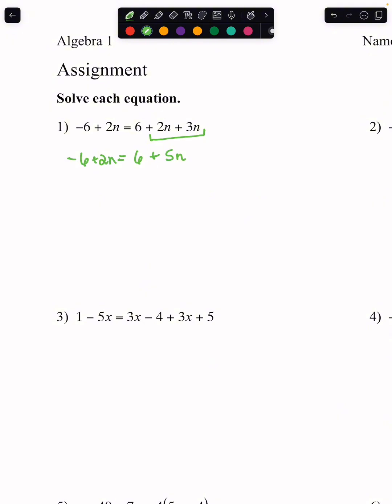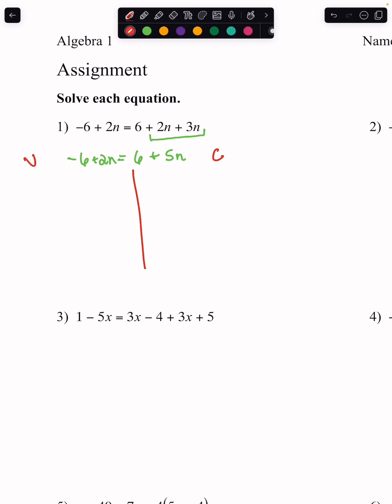Now, what has to happen next is I want all of my variables on one side and all my constants on the other side. Remember that anything with a variable goes on one side, and a constant is simply a number by itself without a variable. So let's say we want our variables over here and constants over here. So this needs to go that way, and this number needs to go that way, so that all the constants and variables are on the same side.